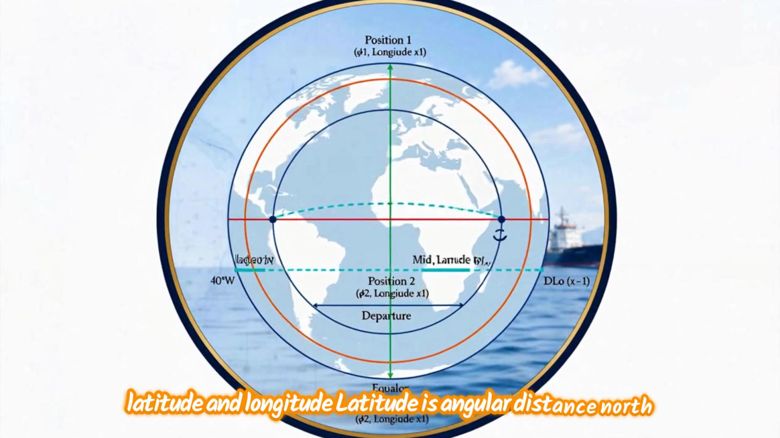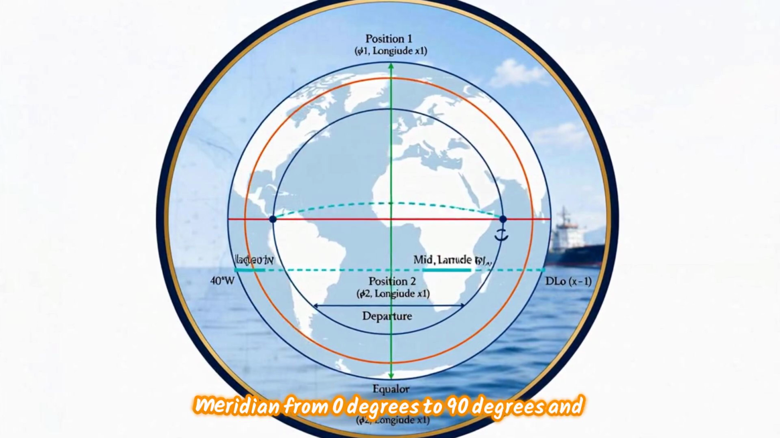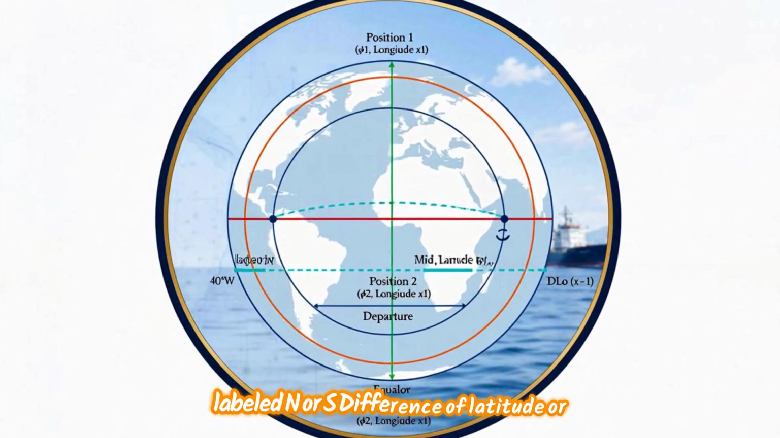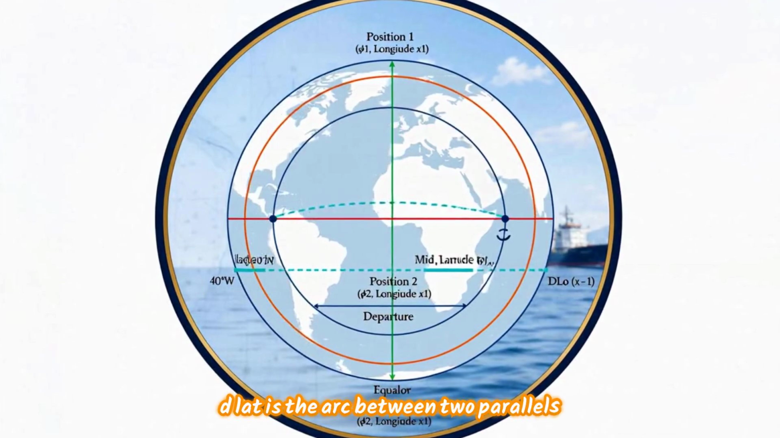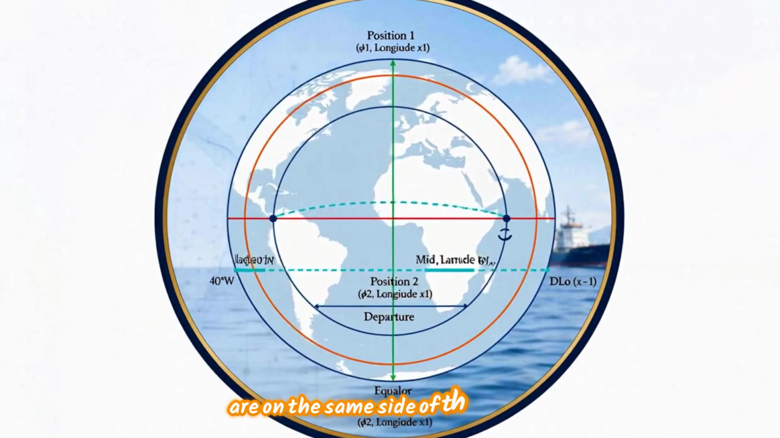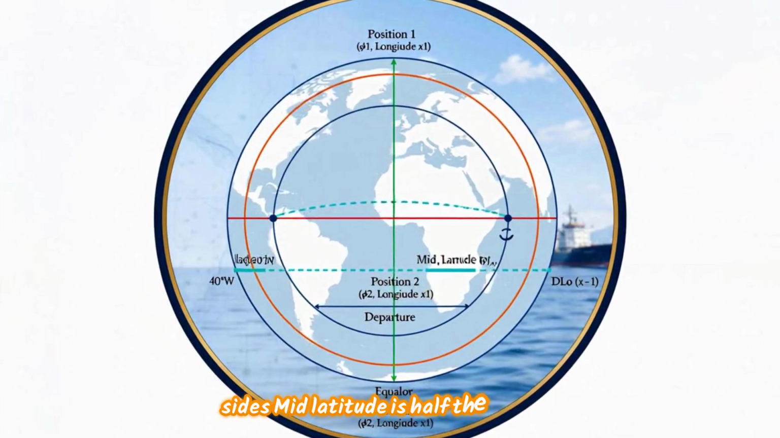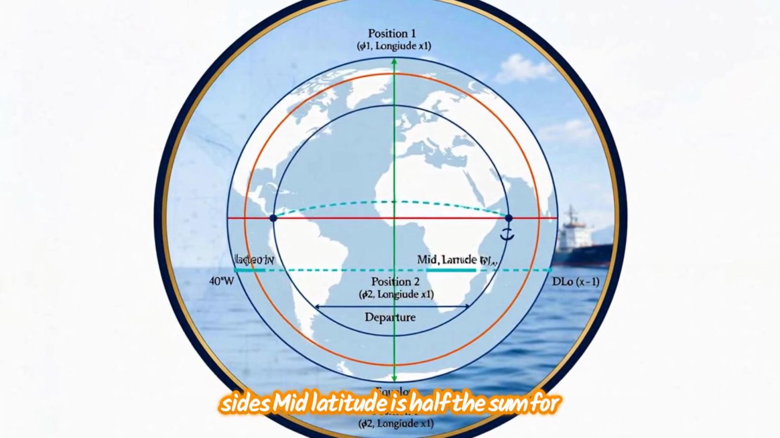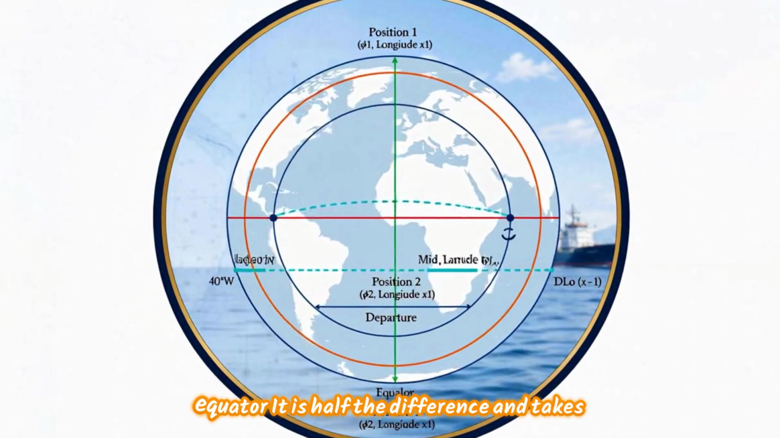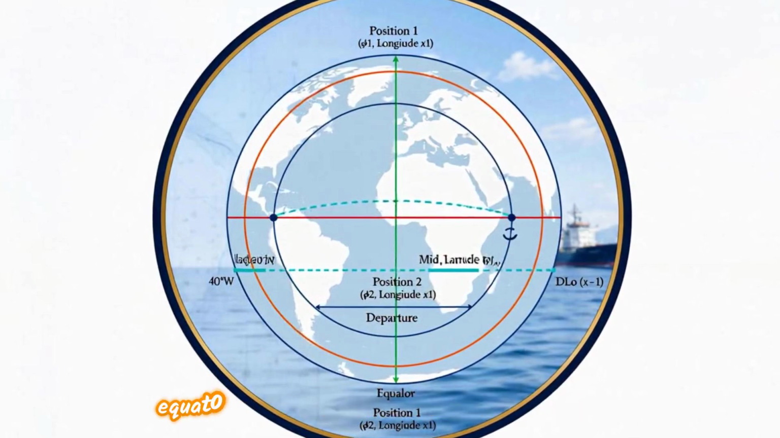Latitude is angular distance north or south of the equator, measured along a meridian from 0 degrees to 90 degrees and labeled N or S. Difference of latitude, or D-lat, is the arc between two parallels. It is the numerical difference if both places are on the same side of the equator, and the sum if they are on opposite sides. Mid-latitude is half the sum for two places on the same side across the equator. It is half the difference and takes the name of the place farther from the equator.